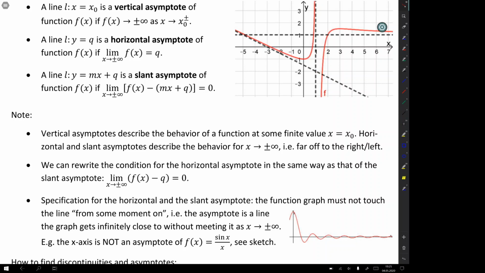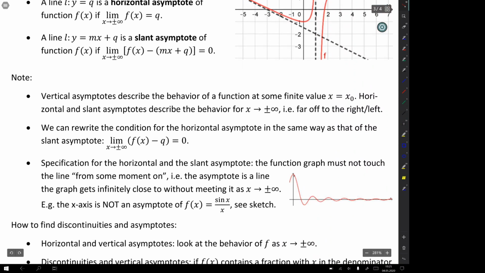As a counterexample, take the function sine of x divided by x. You remember sine of x is just this wave function, and now by dividing it by x, when I look for x going towards plus infinity, it means it will just get smaller and smaller, but it will keep its wave structure, so it will always cut or meet the x-axis, and that means the x-axis is not an asymptote of sine of x divided by x.